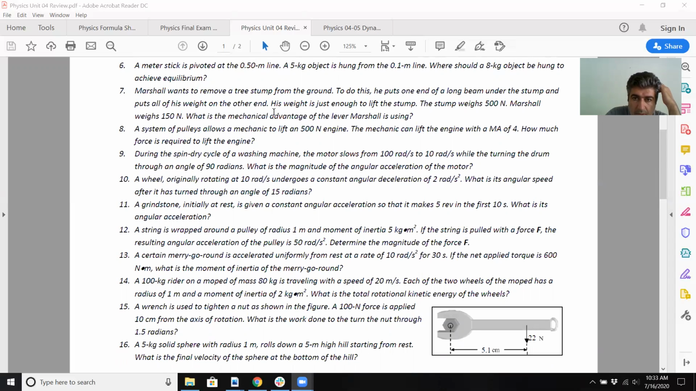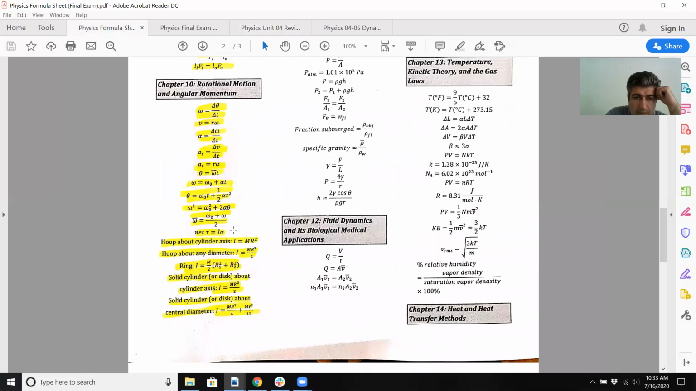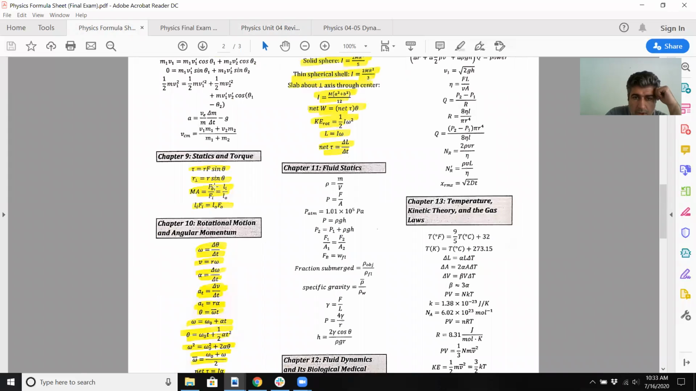His weight is just enough to lift the stump. The stump weighs 5 newtons. Marshall weighs 150. What is mechanical advantage? We have to talk about mechanical advantage. Mechanical advantage is right here. It's your output force divided by your input force, and your input lever over your output lever. I use, I think, Ri over Ro, same thing.